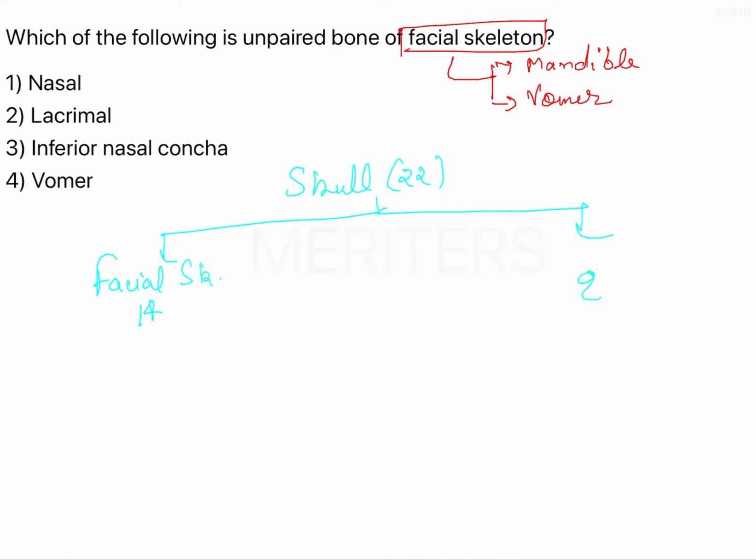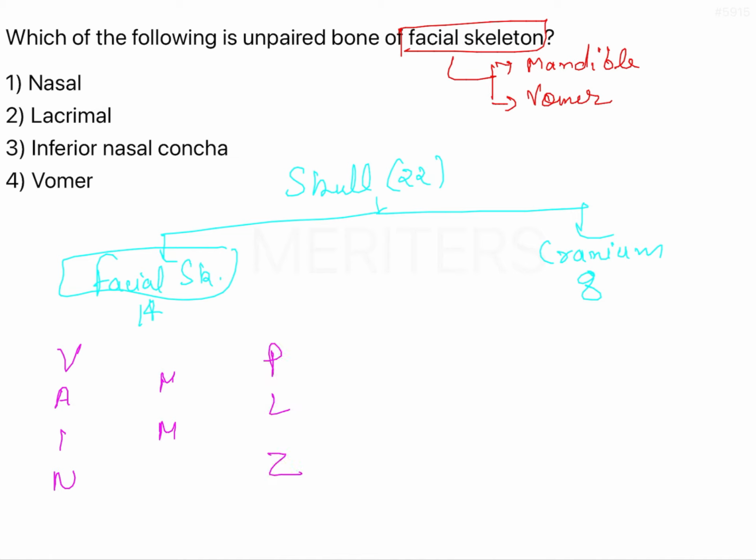Out of these, there are 14 bones that form the facial skeleton and there are 8 bones that form the cranium. So what are the facial skeleton forming bones? You can remember this with the help of a mnemonic, that is VAIN MMPLZ: vein please.